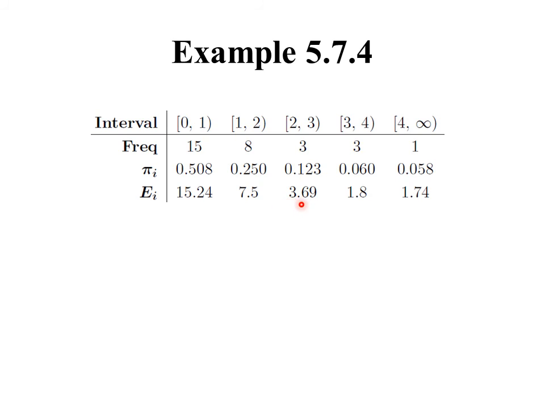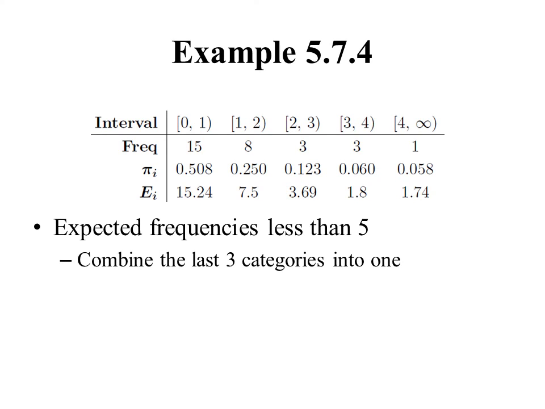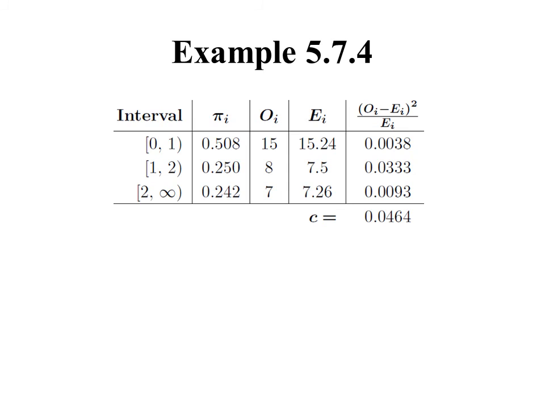Now we note here that these last three expected values are all small. They're less than 5. And one of our requirements for the goodness of fit test is that each of our expected frequencies be greater than 5. So we don't meet that requirement. And so to overcome that, we're going to combine these last three categories into just one big category, the interval from 2 to infinity. And so if we do that, we're going to get this table here.